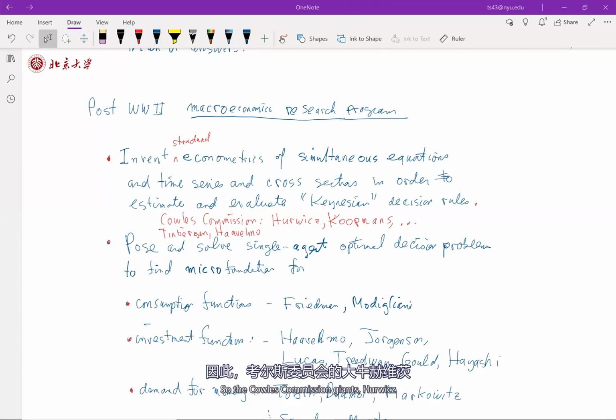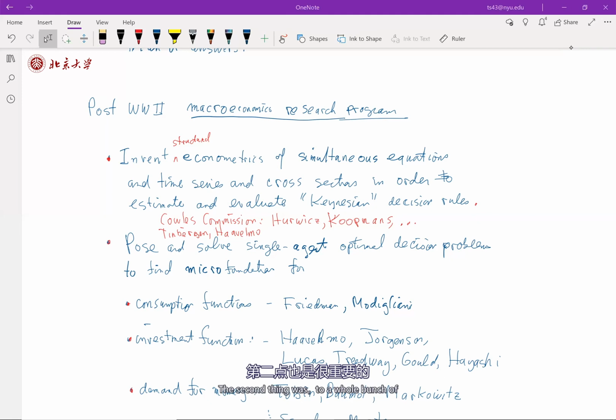So the Cowles Commission giants, Hurwicz, my old colleague at Minnesota, a true giant, Tjalling Koopmans at Yale, who had been at Chicago, Tinbergen, Haavelmo, they were all motivated by putting statistics and econometrics to work to estimate and evaluate Keynesian decision rules. And they had to invent a magnificent part of statistics that was not present in ordinary statistics.